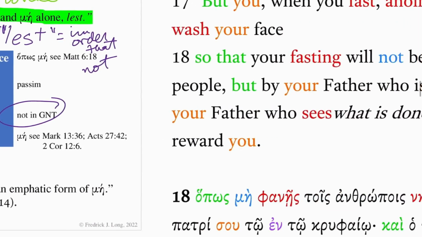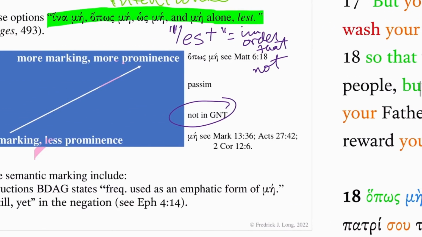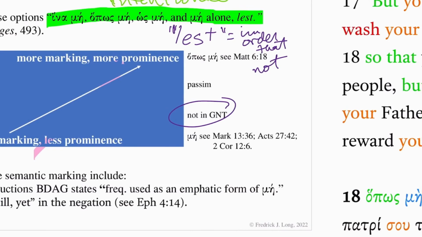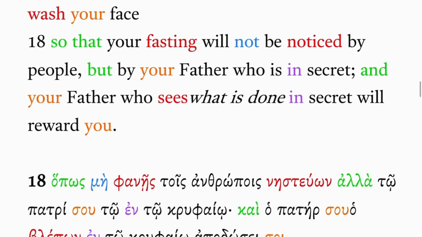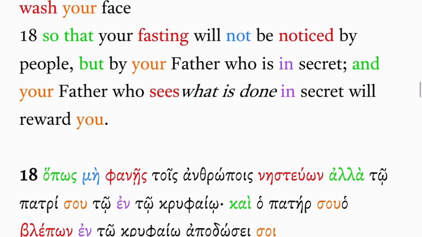So let's look at some examples of hopōs mē. Here it is in context: "But you, when you fast, anoint your head and wash your face, so that your fasting will not be noticed by people, but rather by your Father who's in secret, and your Father who sees what is done in secret will reward you." Now, the construction here is hopōs mē.